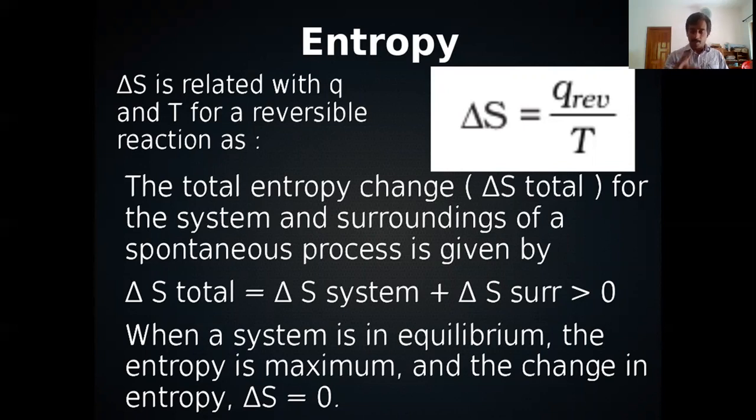So it is very important. When a system is in equilibrium, the entropy is maximum and the change in entropy, delta S, is 0. So when a process is in equilibrium, delta S total, not the delta S of the system or the delta S of the surroundings, is 0. It is simply given as delta S equal to 0, but it is delta S total, or delta S of the universe, that is 0.